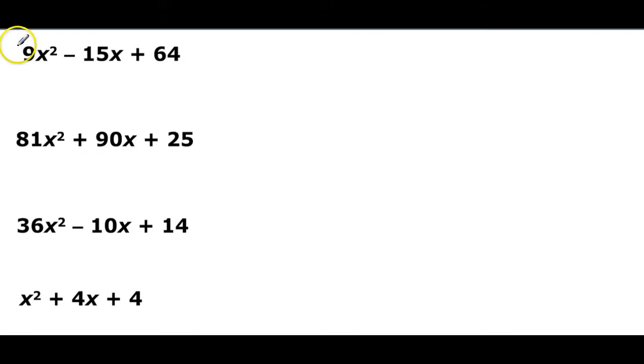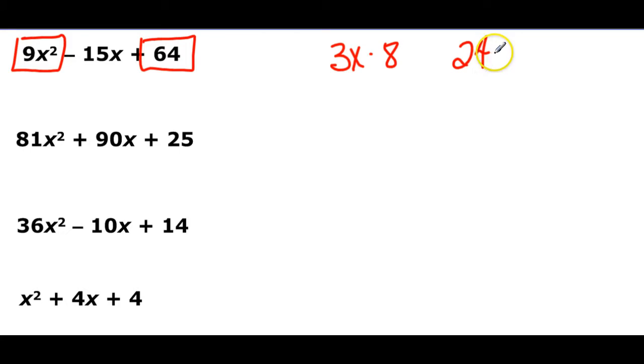Ready? Perfect square in the front, perfect square in the back. So what I do is write their square roots. 3x and 8. Multiply those together, which is 24x, times 2 means the middle term should be 48x. Is it? No, it is not. That means this is not a perfect square trinomial.